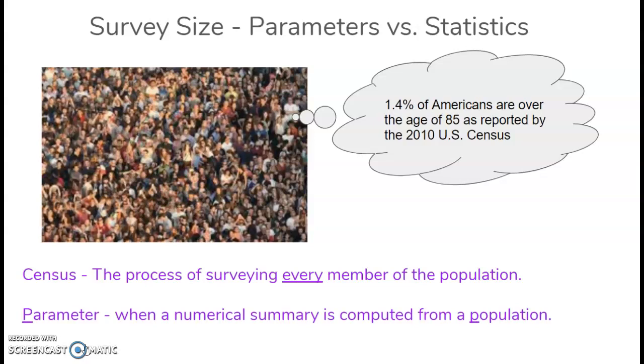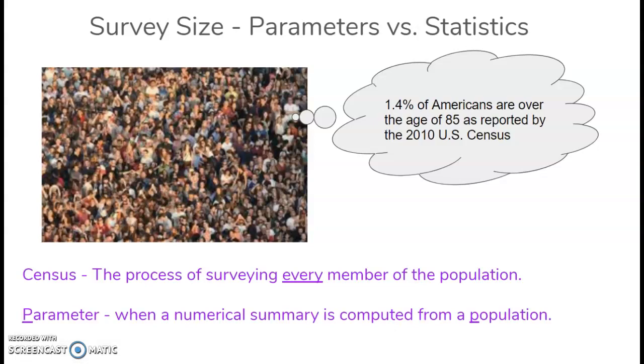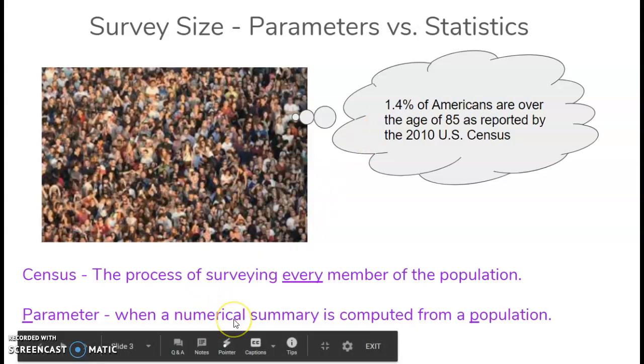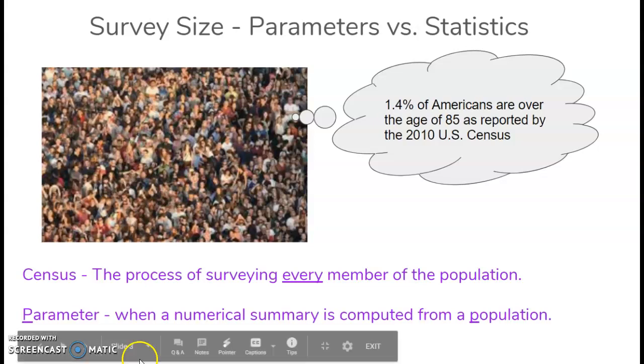A parameter is a numerical summary, for instance, the average, or up here you can see 1.4% of Americans are over the age of 85, as was reported by the 2010 US Census. So the 1.4 is a parameter. It's a number or a numerical summary that was computed from a population, and the population was surveyed via a census. So population, parameter, and census all go together and they mean the entire group of people.